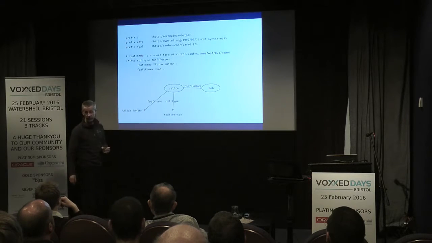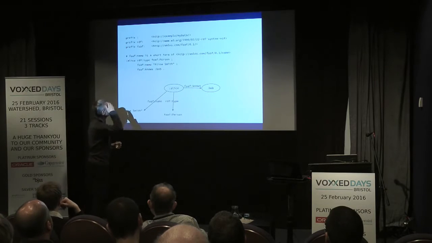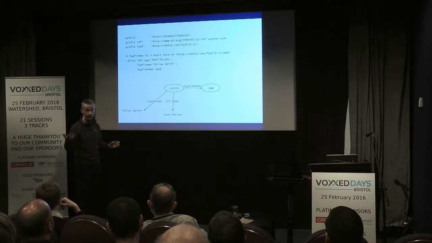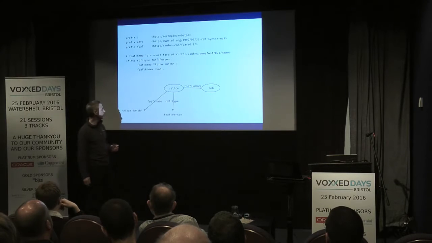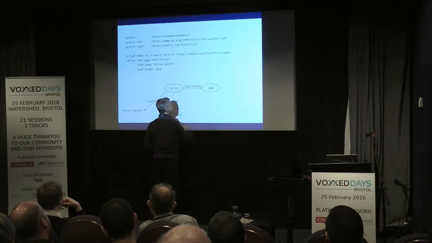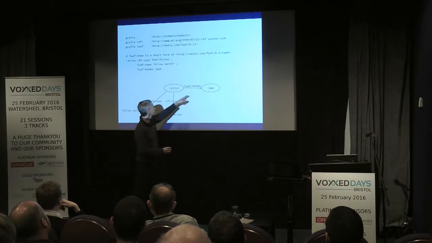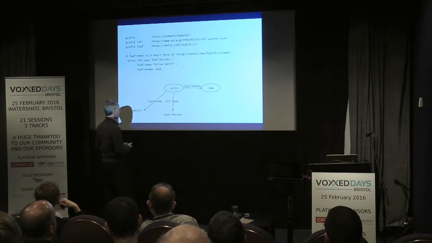FOAF is a vocabulary developed originally by people in Bristol, by Libby Miller and Dan Brickley. It's Friend of a Friend. It's about talking about people and what their names are, what their Skype IDs are, email addresses and things like that, but also who you know. So Alice knows Bob.